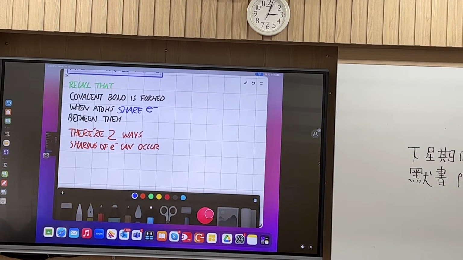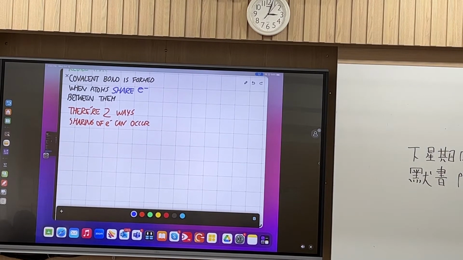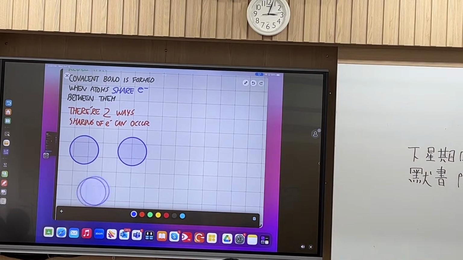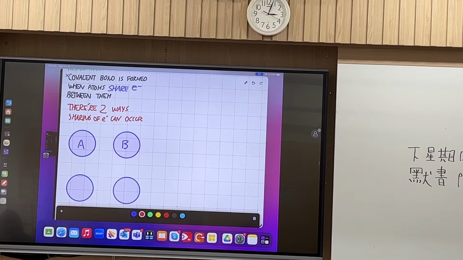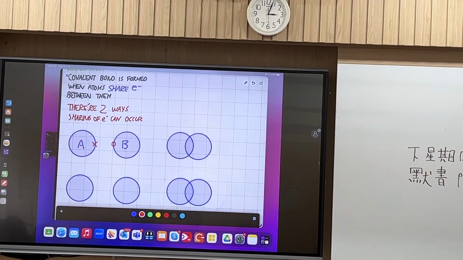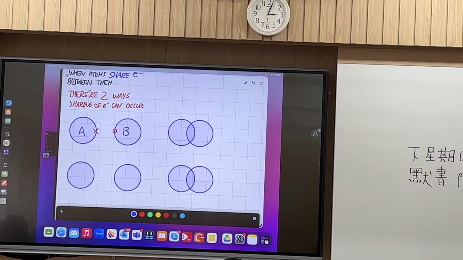So there are two ways sharing of electron can occur. The first is when the atoms contribute electrons equally, like this. So you have atom A, you have atom B. The first is when the two electrons are contributed by the atoms equally, like this. The second is when one of the atoms contributes both of the electrons, like this.